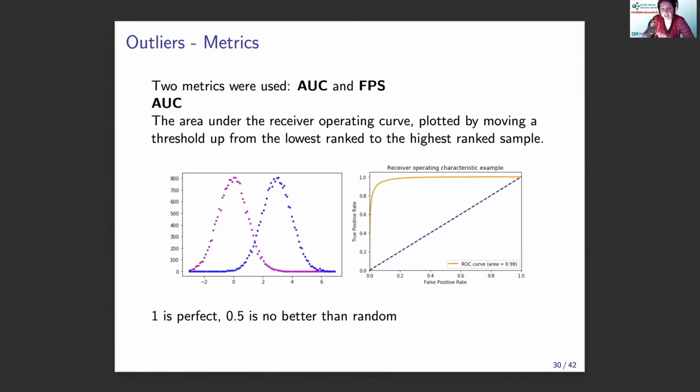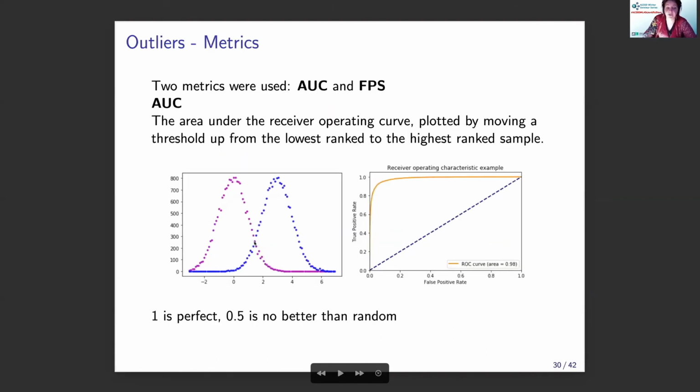Okay, so in this work, I have used two ways to measure the success of the algorithms: the area under curve, AUC, and the false positive rate, FPR. AUC should be familiar to most people with a machine learning background. It is called the area under the receiver operating curve. It is plotted by moving a threshold up from the lowest ranks to the highest ranked example. Now, the true positive rate is plotted on one side against the false positive rate. And as you can see, these two distributions are pretty well separated.